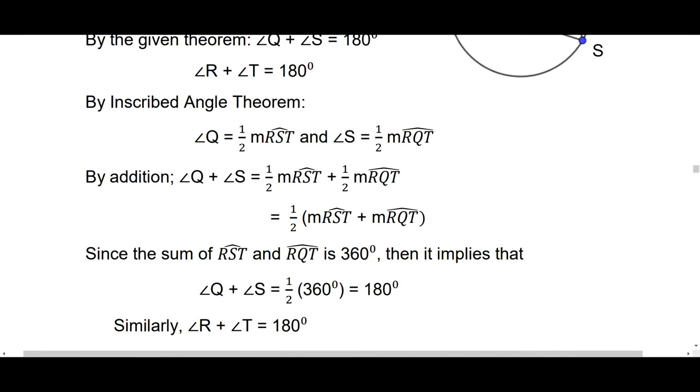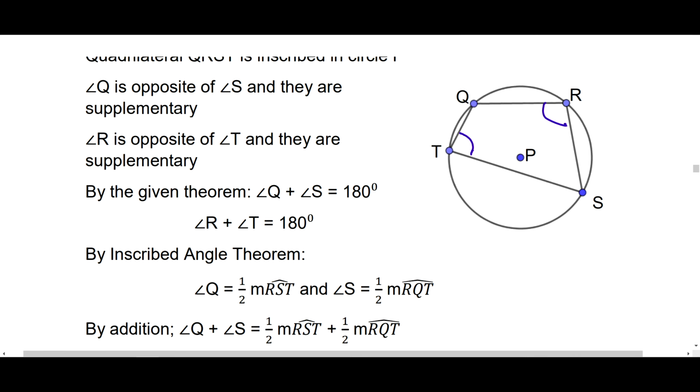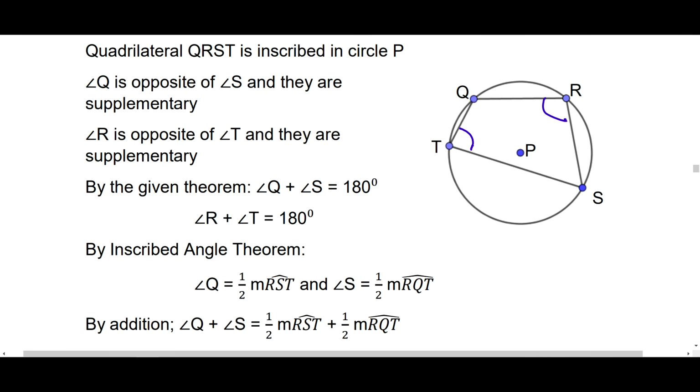So, since the sum of RST and RQT is 360, then it implies that angle Q plus angle S is equal to half of 360, which is equal to 180. Kasi diba yung isang buo ng isang circle is 360.